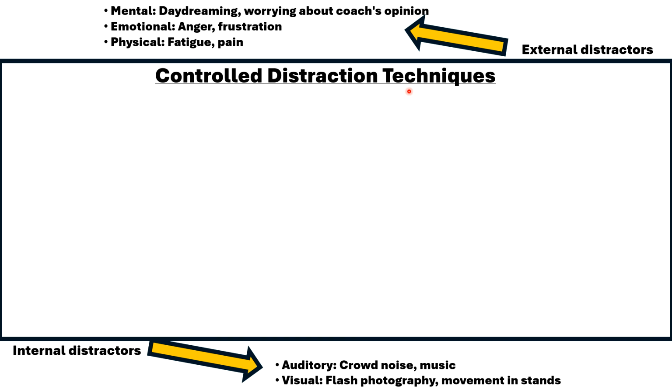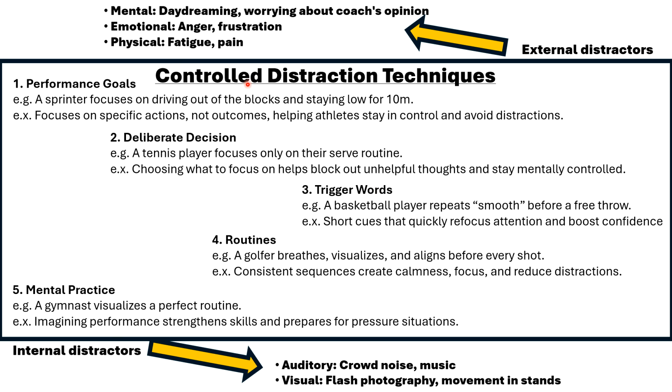Now, let's look at controlled distraction techniques. There's 5, and there is a lot of writing for this, so I'm sorry. There's performance goals, where you're focused on a certain objective. So essentially, this is where you focus on a specific goal. This is where you choose what to focus on, okay? This is when you repeat words to yourself to either motivate yourself or keep concentrated. We're going to look at this deeper down the line. Then there's the routines, okay?